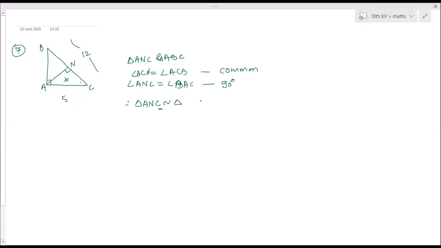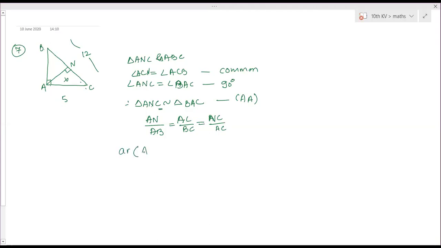So therefore triangle ANC is similar to triangle. Now common is C, so in place of C, C should come. Then N is equal to A. So triangle ANC is similar to triangle BAC by AA similarity. And take the ratios now. Ratios are AN by AB is equal to AC by BC is equal to NC by AC. So we have AC and BC values, both we have.